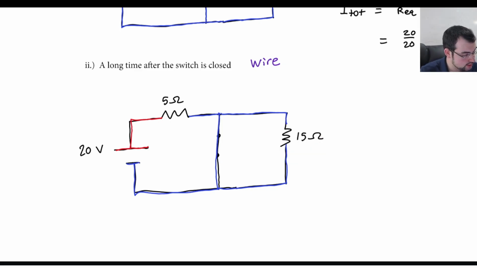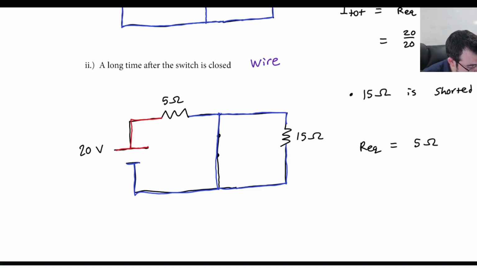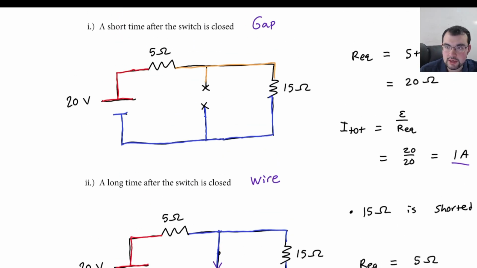It's getting shorted, right? Because if current comes over here and sees two paths, one with resistance and the other with no resistance, all of the current takes the resistance-free path. So the 15 ohm is shorted. So that means that our Req is actually just 5 ohms. So my total current is just going to be my battery voltage divided by my resistance, which is 4 amps. And in this case, all of the current goes through the inductor. So that's our short and long time analysis.